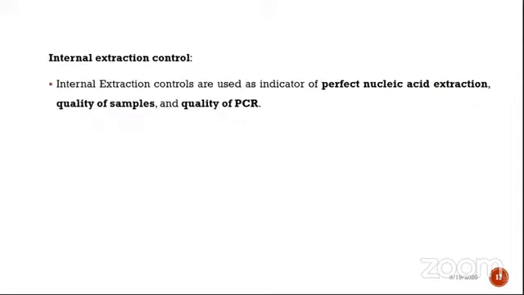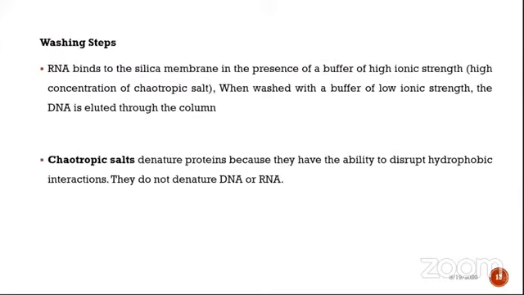During experimentation, we will also add the internal extraction control as a quality indicator. It indicates the perfect nucleic acid extraction, quality of samples, and quality of PCR. During the washing steps, RNA binds to the silica membrane, and when washed with a buffer of low ionic strength, the RNA is eluted from the column.